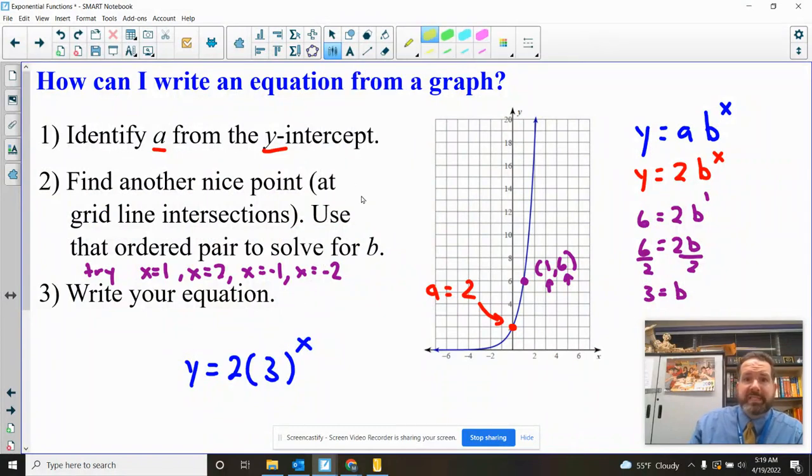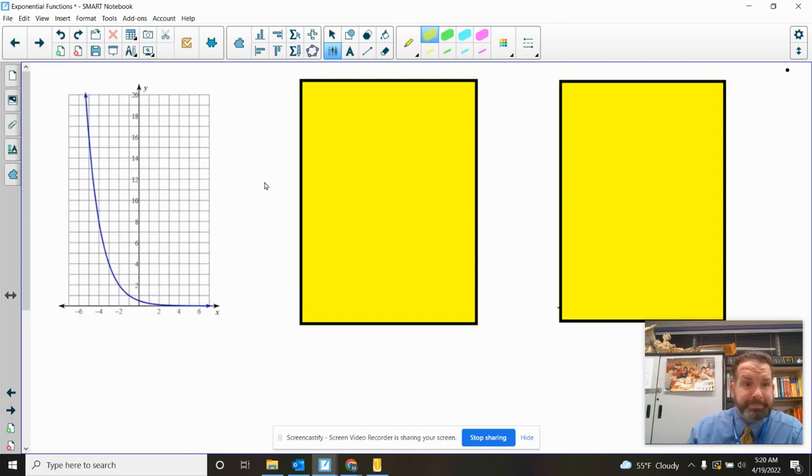Okay, recap. Then let's do this again a couple more times. Use the graph and the y-intercept to find your a value. Once that's done, find another nice point. These tend to be the x values that are easiest to work with, and then substitute and work backward to solve. Let's go again.